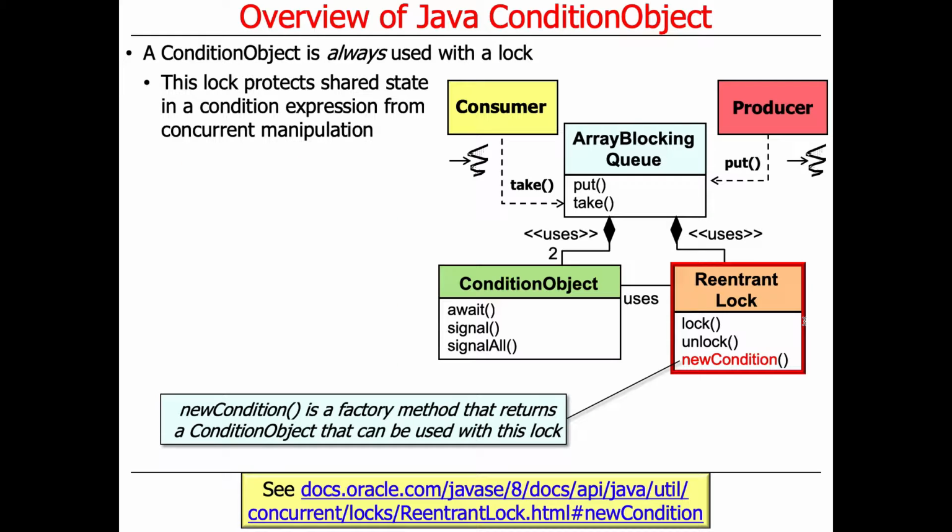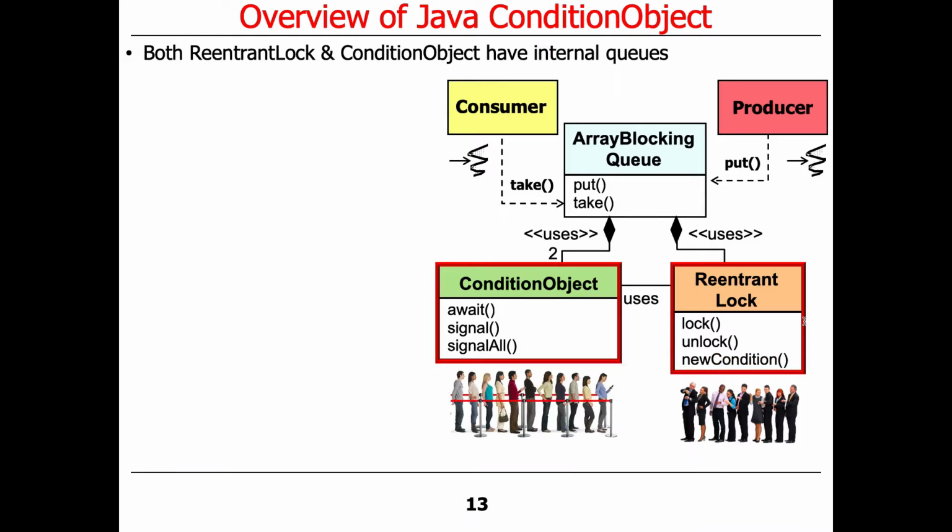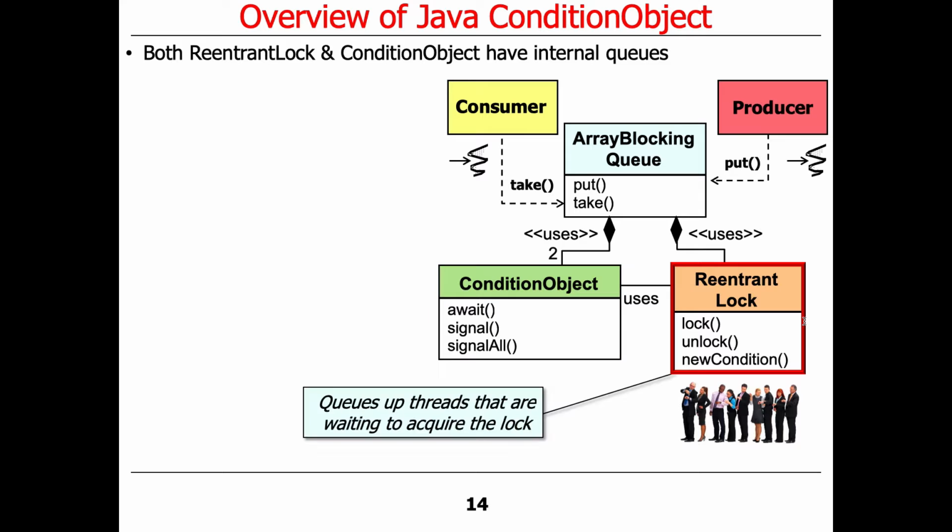So the way that we do this is the new condition factory method. That's the thing that returns the appropriate condition object. Both condition object and ReentrantLock have internal queues. And this is a little bit confusing at first, because these queues are used for two different things. This queue over here that the ReentrantLock has is called the entrance queue, and this queue over here is called the wait queue. And you'll see when we talk later about Java monitor objects that built-in monitor objects also have an entrance queue and a wait queue. So condition objects are much the same kind of thing.